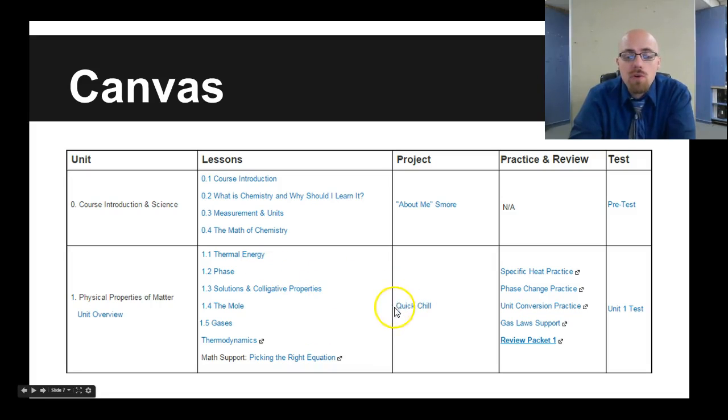Each unit is also going to have a link to the project, which will explain all of the project requirements and expectations, what students will have to do, and all of that stuff. There will be practice and review available, some review questions and practice sources here. Those will also be listed in the lessons as well. And then lastly, the link to the test, which students will be taking in the class.